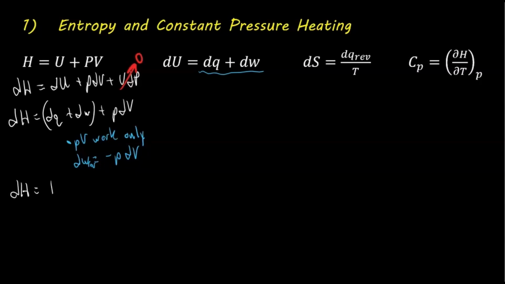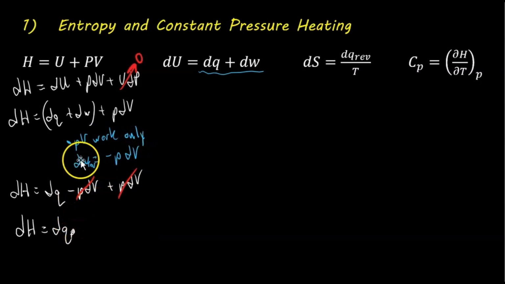dH equals dq, and dw is minus pdV, plus pdV. Well, look at that. These cancel, and we're left with dH equals dq under constant pressure. This is a P, constant pressure here. And remember our assumptions, right? We used PV work only. We used reversible work, or at least it's in equilibrium with its surroundings. And now we can plug this in.